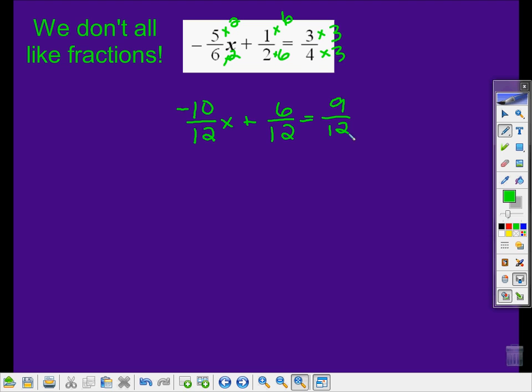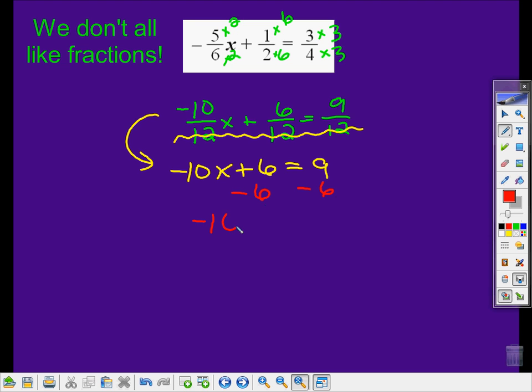Now, do they all have the same denominator? Yes. So those denominators actually cancel out. If it's all the same, it's like it's not even there. So how could I rewrite this problem? Negative 10x plus 6 equals 9. Is that something we've done before? Yes. What do I have to do first to start solving for x, Valeria? Get rid of addition and subtraction. So I have to do what? Minus 6. So negative 10x equals 3.